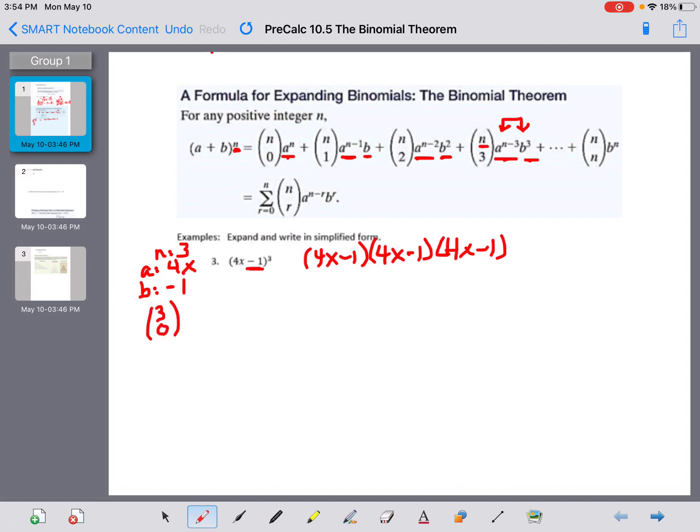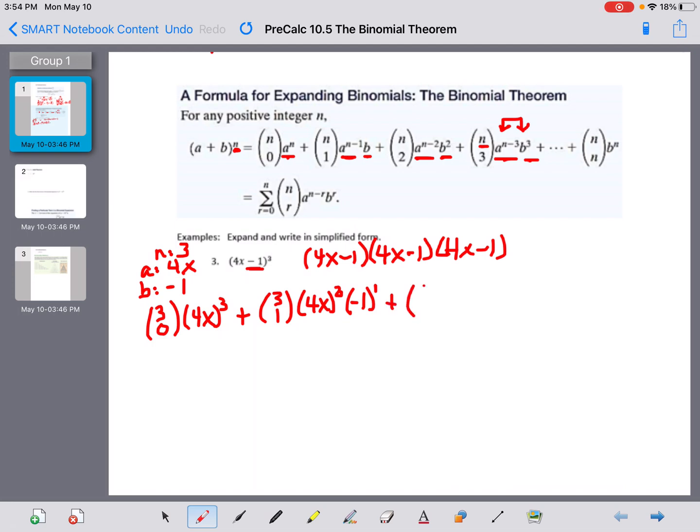All right, so for the first one, it's going to be 3 over 0, and it's going to be the first term of 4x to that third power. Okay, that's my first term. Then I'm going to add to it, the second one is going to be 3 over 1, and it's going to be my first term to the second power times my second term, which is -1 to the first power. Notice 2 plus 1 will add up to that 3.